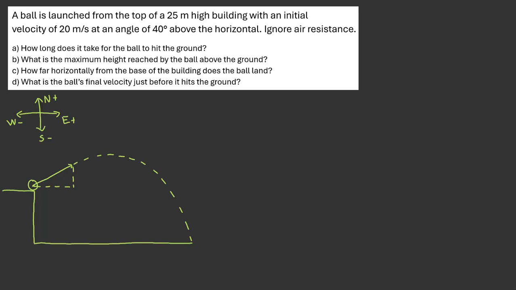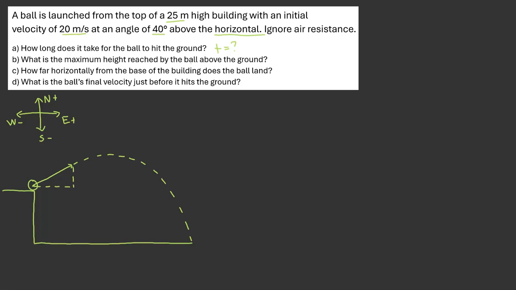All right, so I'll read through the problem then. A ball is launched from the top of a 25-meter high building with an initial velocity of 20 meters per second at an angle of 40 degrees above the horizontal. We're going to ignore air resistance. Part A is asking how long does it take for the ball to hit the ground? So this is actually going to be our total time, right? The total time in which the ball is in the air from the time it's launched to when it hits the ground. So basically the entire time it takes to go from here all the way down to here.